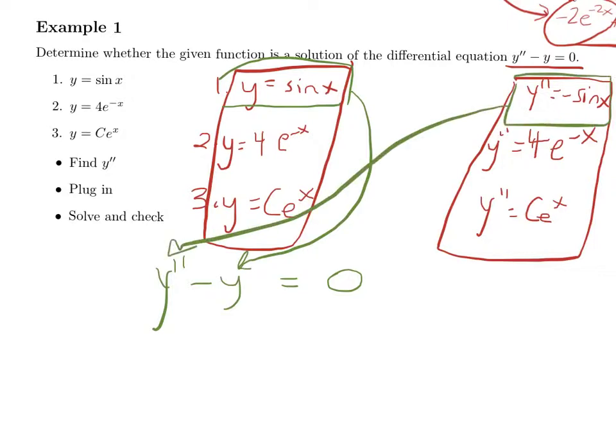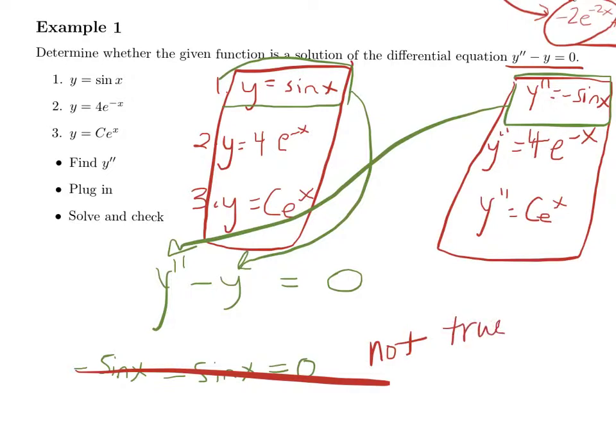So for the first one, we would get negative sine x minus sine x equals 0. Is that true? No, not true. Therefore, what do we say? It's not a solution of the differential equation. Perfect. y equals sine x is not a solution of this differential equation.